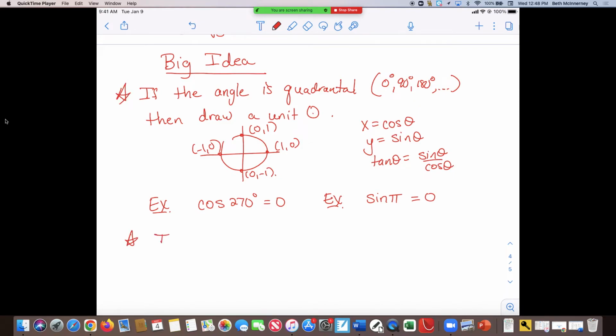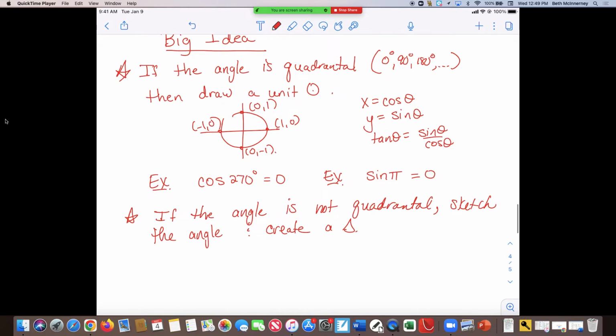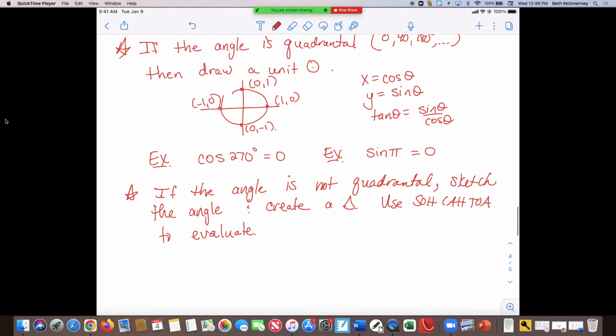Okay, so this is my first one. Here's the second one. If the angle is not quadrantal, here's how, this is my personal preference, okay? If the angle is not quadrantal, sketch the angle and create a triangle. Use SOHCAHTOA to evaluate. So these are your two options. Either it's quadrantal and you're just going to read it off, or two, it's not quadrantal and we're doing the unit circle. So it's going to be a 30, 45, or 60 degree reference angle, or it might be in radians.